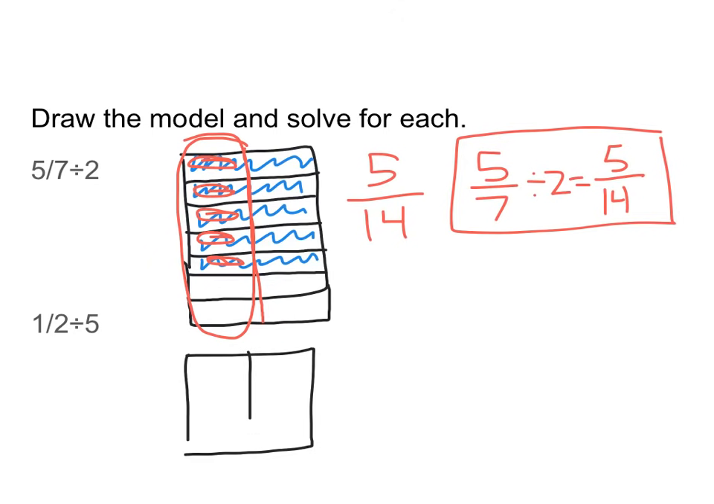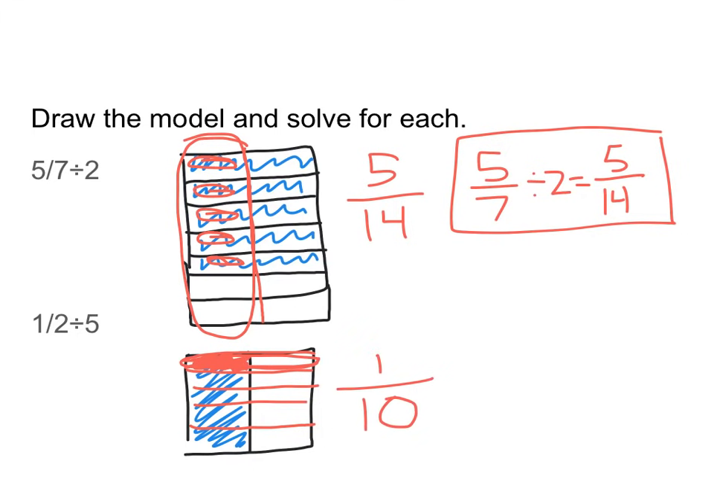On the second one, we started off with just a half. But then we needed to break it up into fifths. And since I only want one of those fifths, that means we're just taking this one area right there, which gives me 1 out of 10 total pieces. So 1/2 divided by 5 equals 1/10.